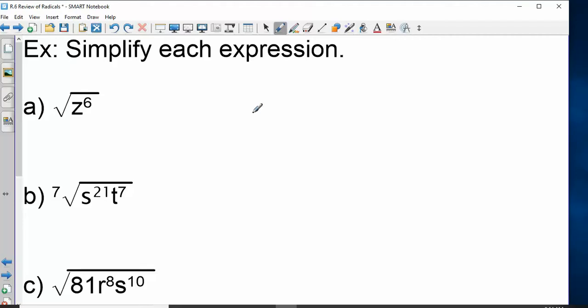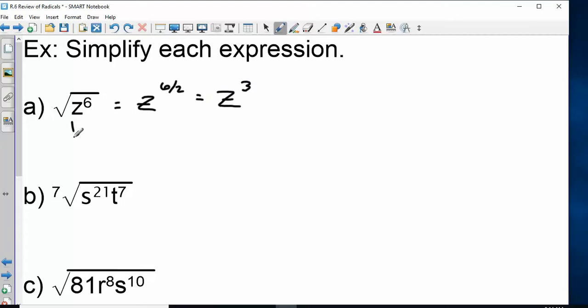If I wanted to simplify this, there are a couple ways we could do it. We could rewrite it as a fraction exponent, if we wanted. This would be z to the 6 over, what number is 2? On a radical, if there's nothing there, it's a square root. So you could think of it as z to the 6 over 2, which is just z cubed.